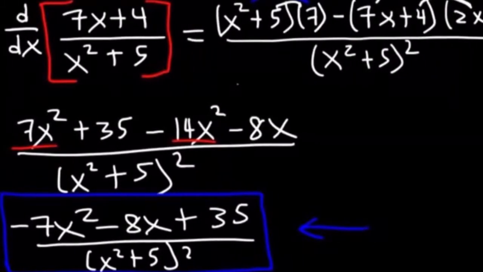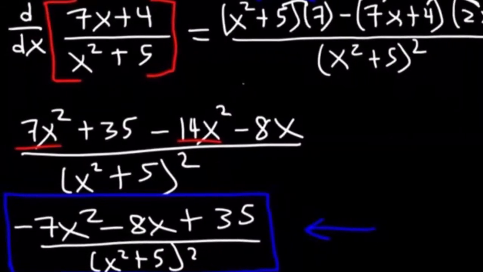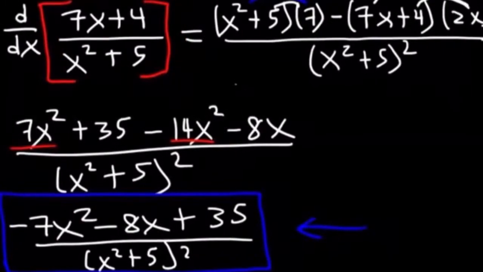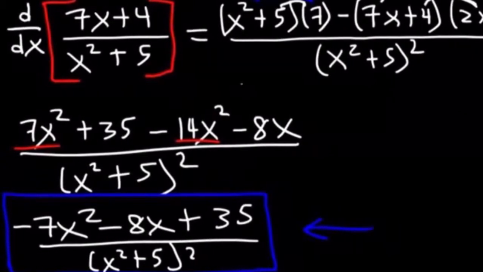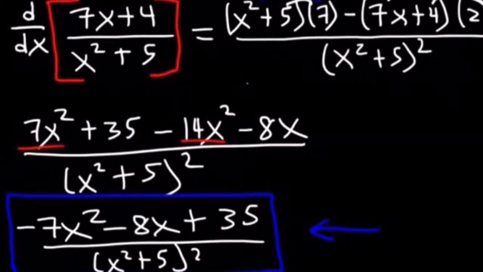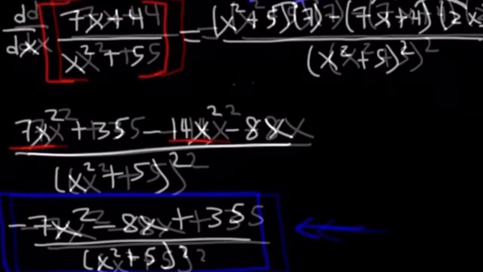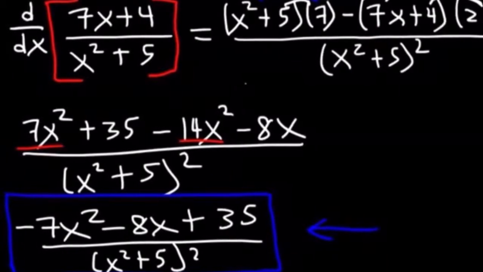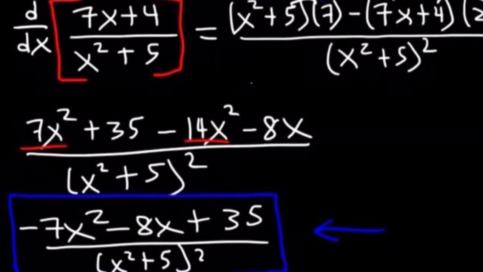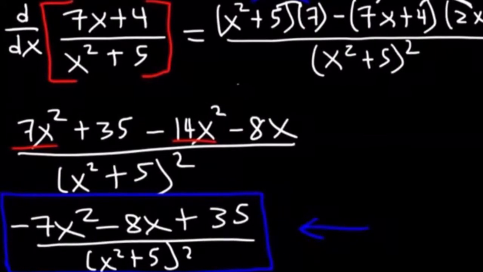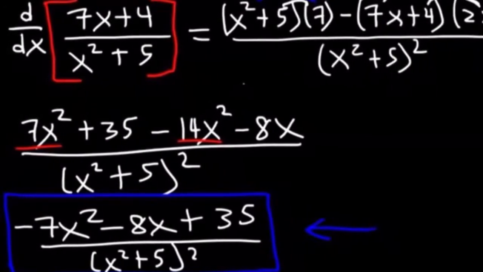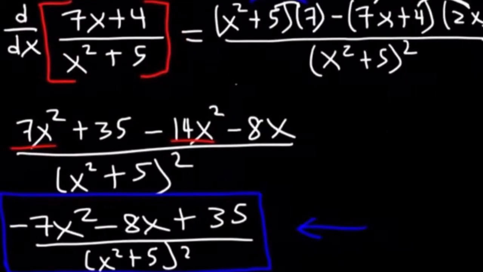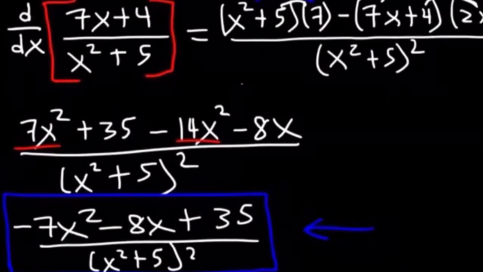For example, assume that f of x is equal to 7x plus 4 and g of x is x squared plus 5. First, take g of x and multiply it by the derivative of f of x, which is 7, and from that product, you must subtract the product of f of x times the derivative of g of x, which is 2x. And finally, you divide those terms by g of x squared.